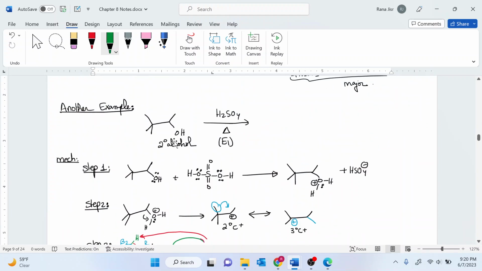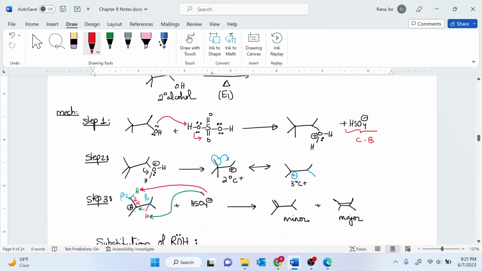Another example over here is the secondary alcohol. This example proceeds by a methyl shift. You're using H2SO4 and heat. It's going to be driven by E1. Reason why? Because this is a secondary alcohol. So first step, again, do the protonation in there. The lone pairs are going to attack the hydrogen, and the leaving group is going to leave. You're going to create over here your conjugate base.